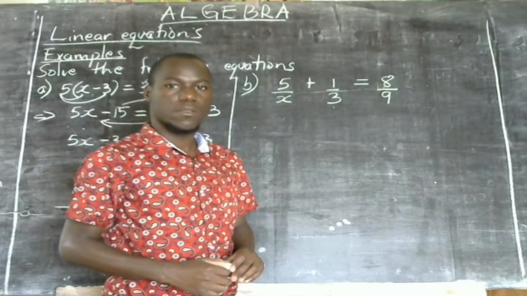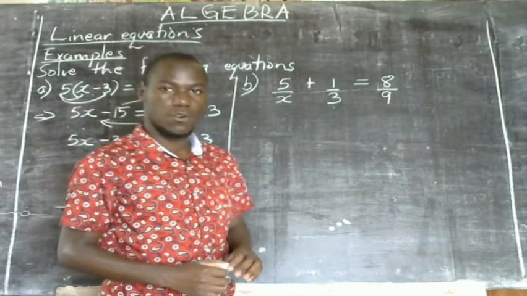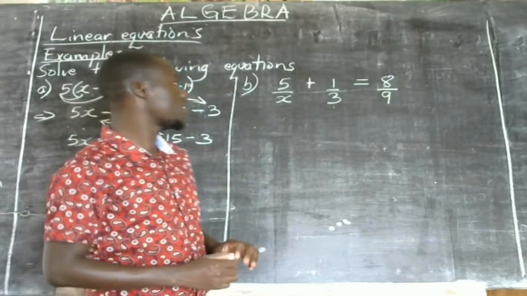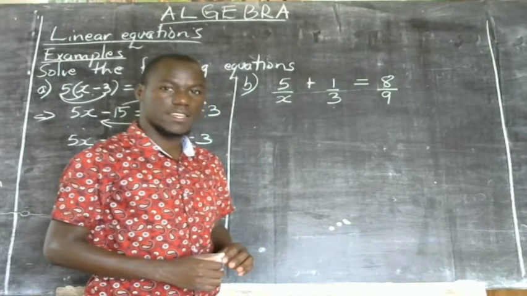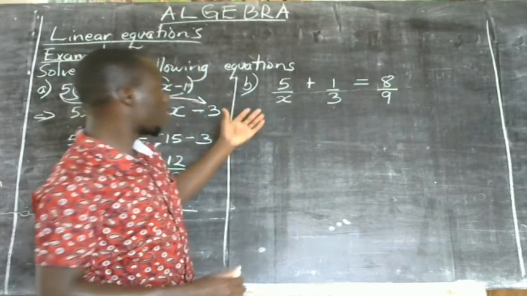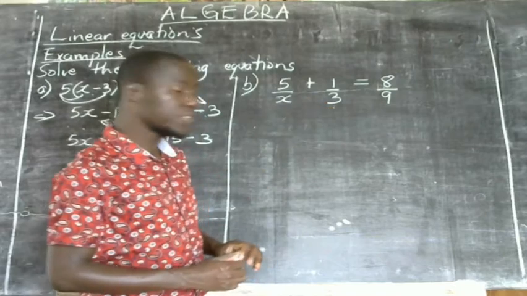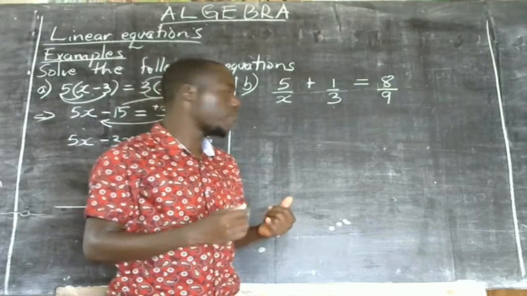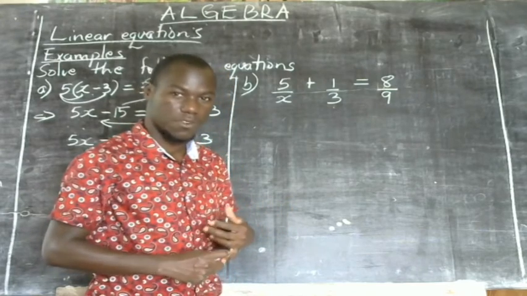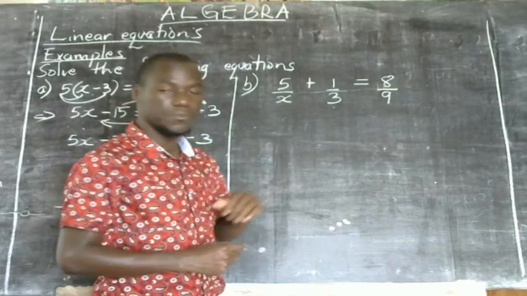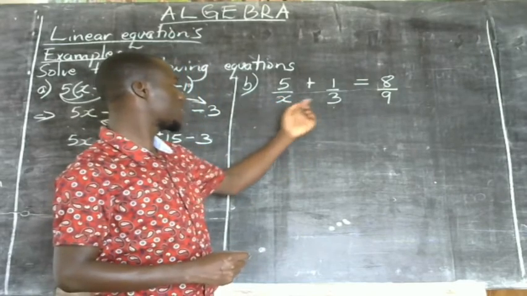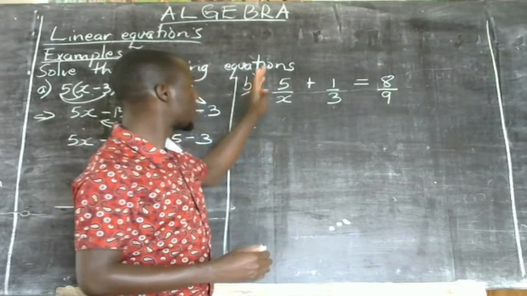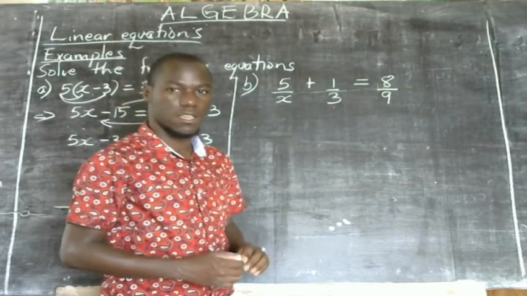Part B, we are going to solve for that unknown. 5 all over x plus a third is equal to 8 all over 9. Now here, because we have fractions there, we need to first eliminate them. How do we eliminate them? By getting the LCM of all the denominators in the equation. That is the LCM of x, 3 and 9. So thereafter, we are going to multiply it throughout the whole equation.